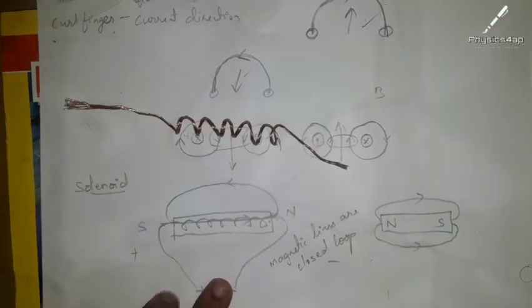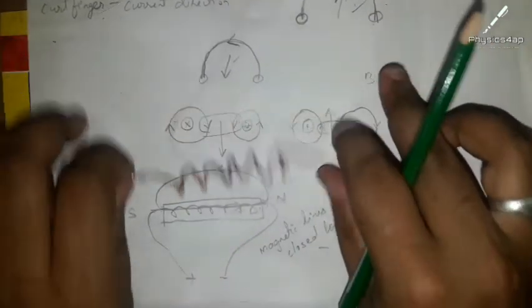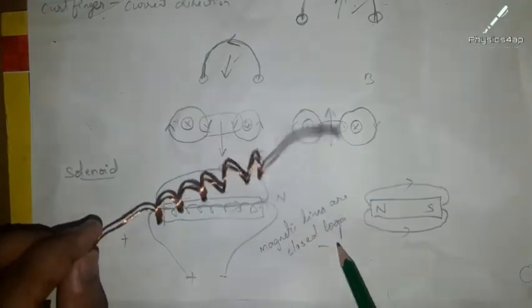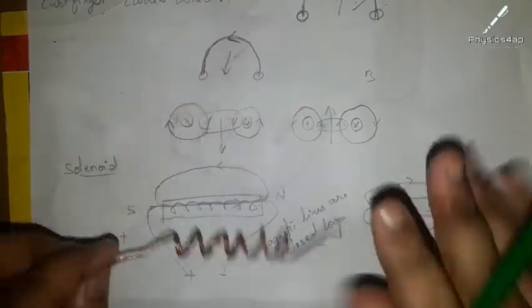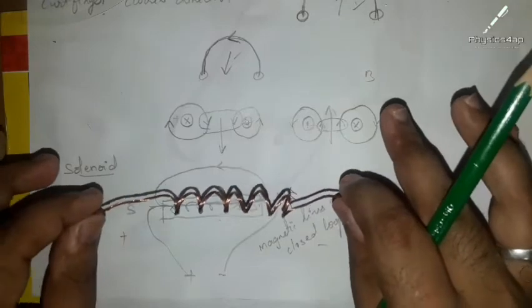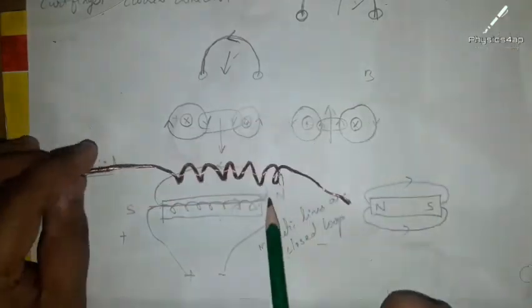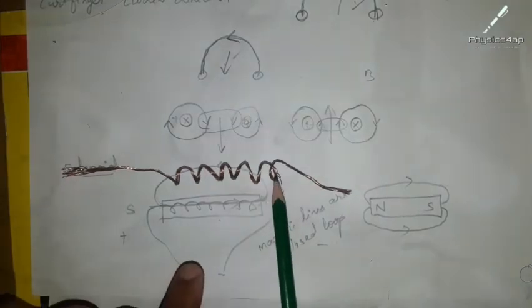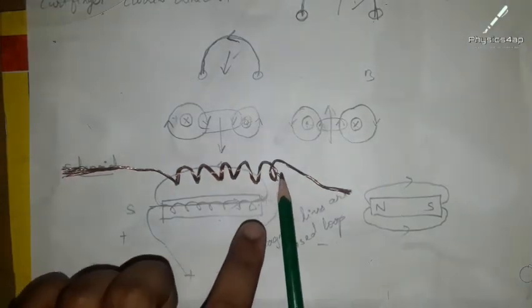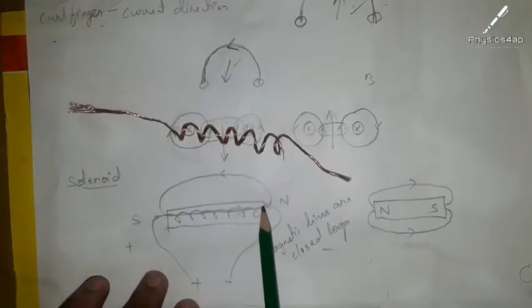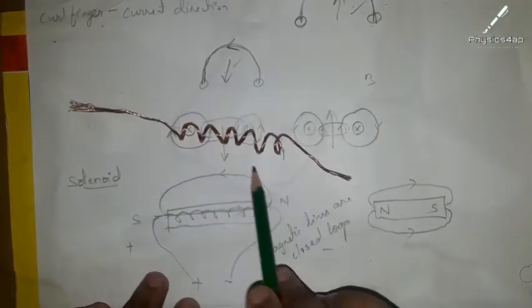How can we say it is a closed loop? In a solenoid experiment, if anybody asks you how you can prove that the magnetic lines are a closed loop with the help of a solenoid: if you pass a current through a solenoid, it produces a magnetic field and behaves just like a bar magnet. The magnetic lines pass from one end of the solenoid to the other end, just as I have shown you in the figure.